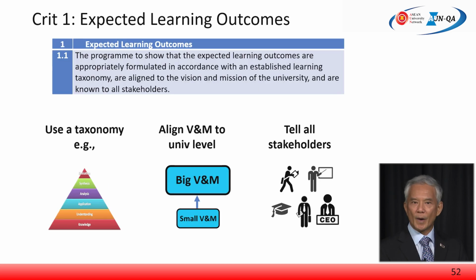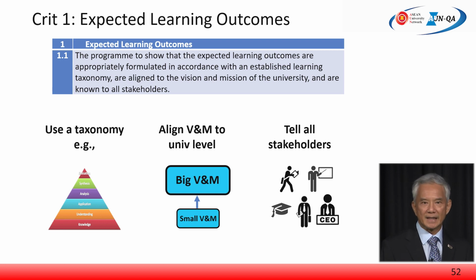So, for Criterion 1, Requirement 1.1, the program is to show that its expected learning outcomes are appropriately formulated according to a learning taxonomy. The left side shows Bloom's taxonomy, but again, any learning taxonomy is acceptable to use. What is important is to ensure the alignment of the learning outcomes. Next, the requirements and vision and mission of the program, small v and m, must be aligned to the requirements and vision and mission of the university, big V and M.